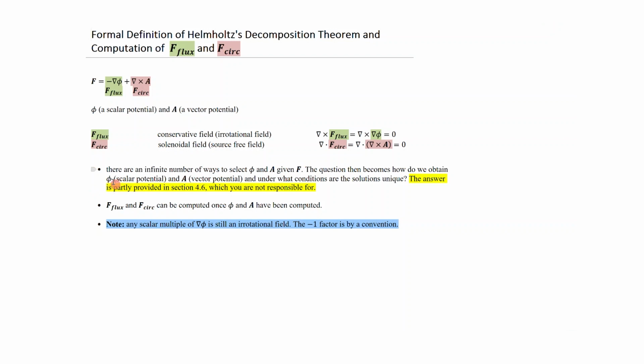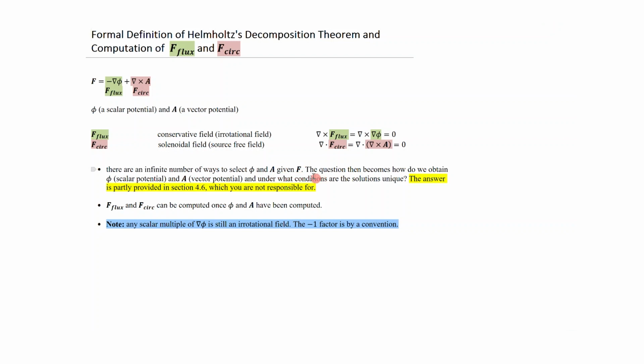Now, there's a question that comes up in terms of, well, if given a field, how do I compute F flux and F circ? Well, what we'd like to be able to do is compute phi and compute A. If we know what phi is, then we can compute F flux. If we know what A is, we can compute F circ. Unfortunately, there are an infinite number of ways to select phi and A given a specific field F.